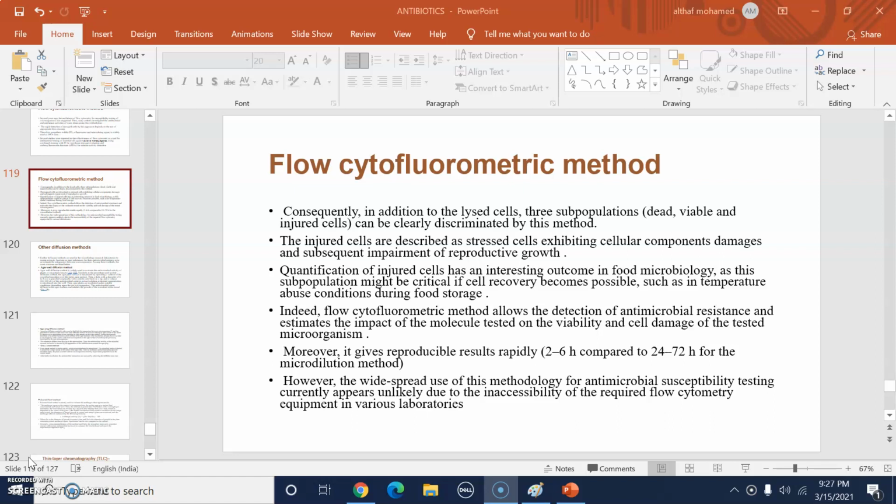However, the widespread use of this methodology for antimicrobial susceptibility testing currently appears unlikely. Why? Due to the inaccessibility of the required flow cytometric equipment in many laboratories. That means, അതായത് ഒരുവിധം laboratories-ലൊന്നും ഇത് common അല്ല. പക്ഷെ ഇതിന് advantages ഉണ്ടെങ്കിലും എല്ലാ laboratories-ലും ഇത് ഉണ്ടാവണമെന്നില്ല.